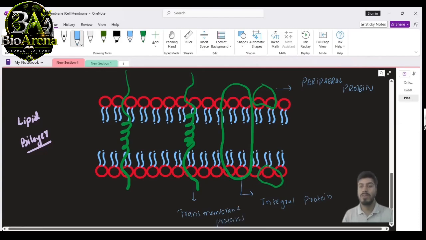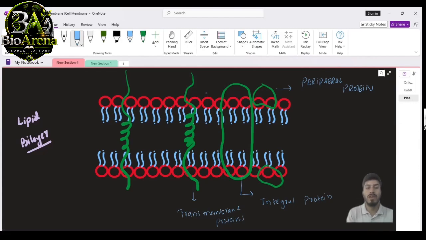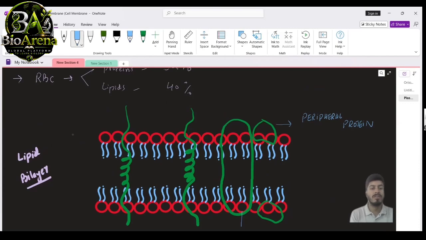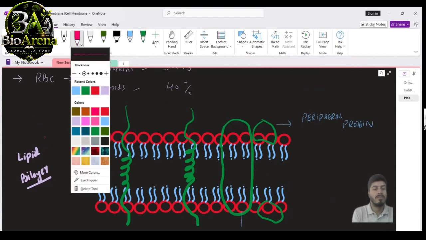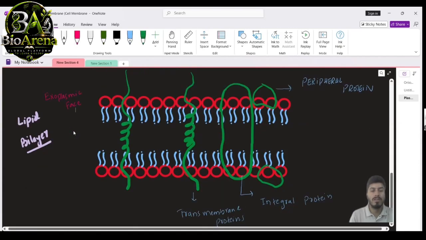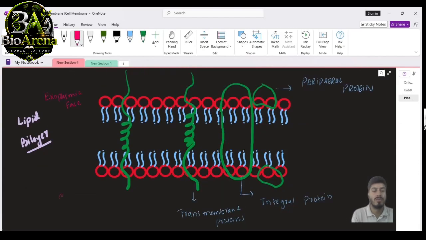Okay, and remember students, this phase is towards the exoplasmic phase. I will write here. This is the exoplasmic phase, and the other phase, this is the cytosolic phase, towards the cytoplasm. Okay, so now we have talked about the proteins. They can be peripheral, they can be integral, they can be transmembrane proteins.